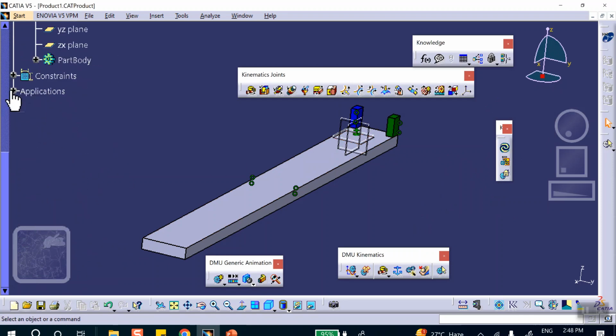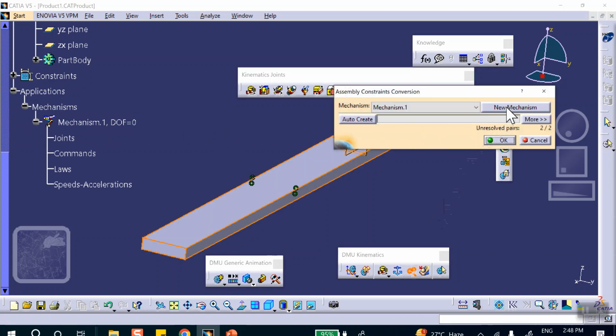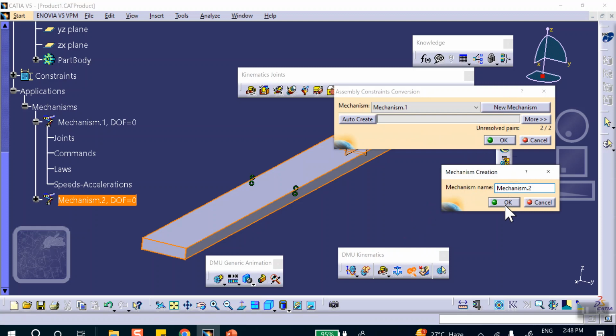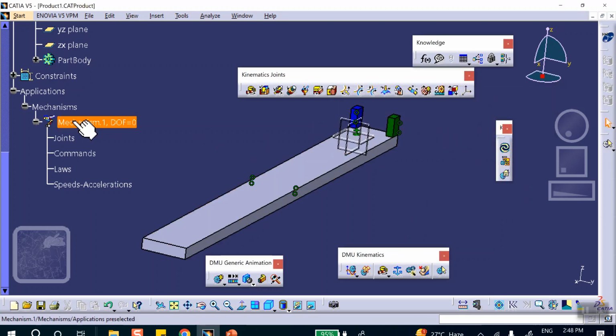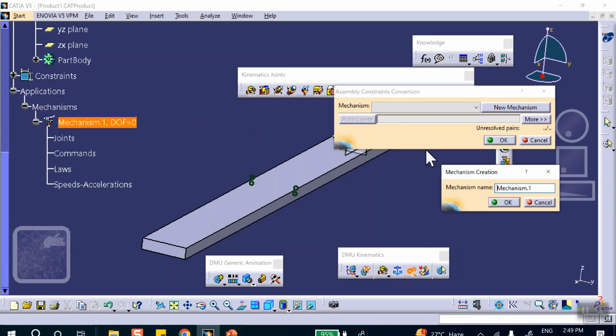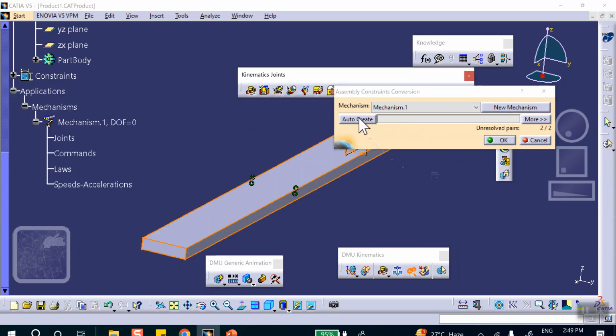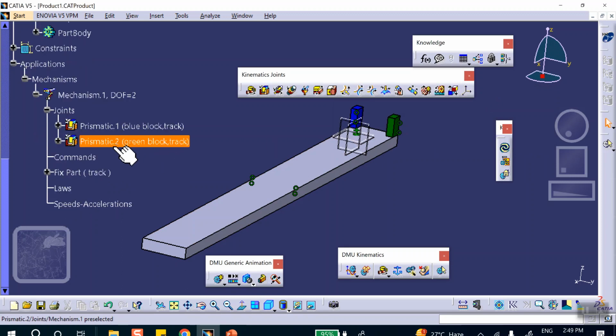So if we didn't make any mistake, there will be two, degree of freedom will be, oh, I forgot to say auto create. Let's try it again. New mechanism. Actually, you know what? Let's do the following. Let me delete this. Try it again. Magic wand, new mechanism, mechanism 1, auto create, say OK. Degree of freedom is 2 and 2 prismatic joints.